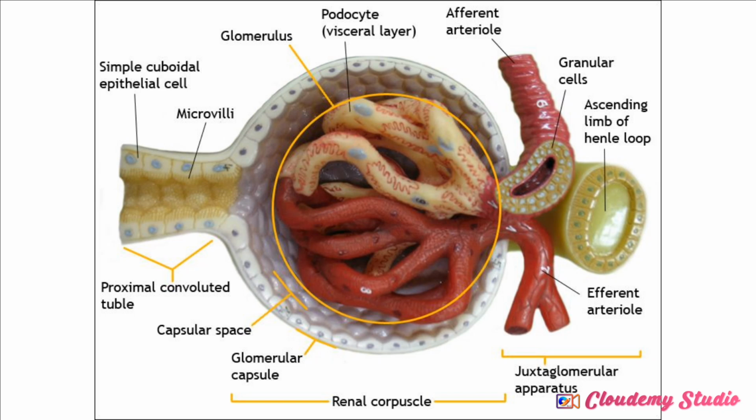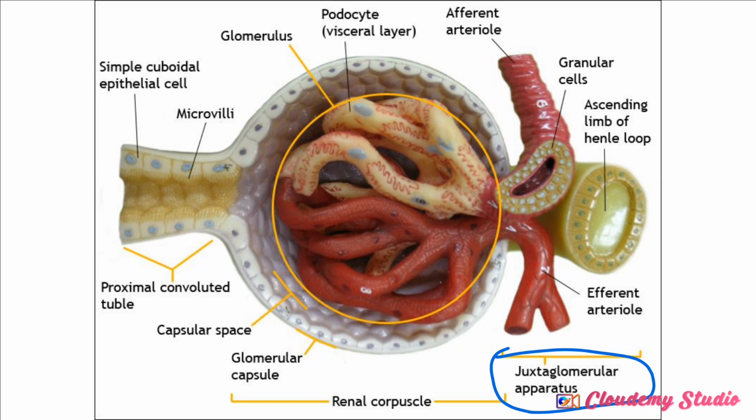Now, remember that I mentioned that we have something like the juxtaglomerular apparatus. The juxtaglomerular apparatus is a specialized structure that is formed by the distal convoluted tubule and the glomerular afferent arteriole near the vascular pole of the renal corpuscle. You understand?